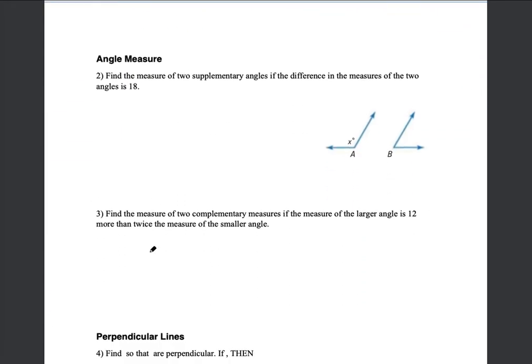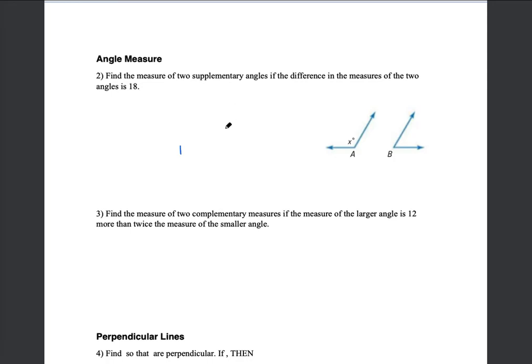Now let's go over some examples. Here it says, find the measure of two supplementary angles if the difference in the measure of the two angles is 18. So it's a word problem, but we can do this. We just have to look at the different parts.